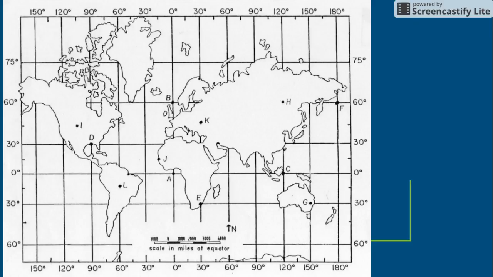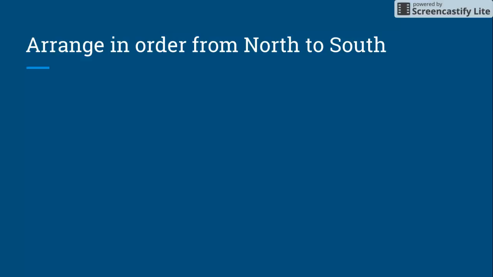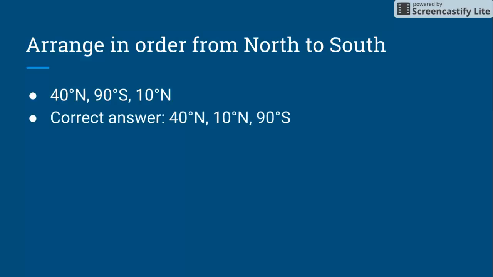If you don't need help, just keep playing. We have 40 degrees north, 90 degrees south, 10 degrees north. The correct answer is 40 degrees north, then 10 degrees north, then 90 degrees south.